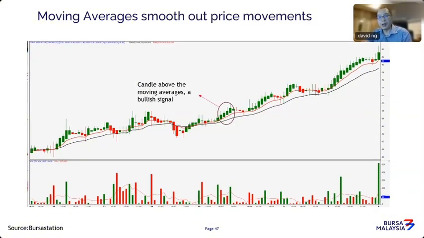Now, one of the advantages of using moving averages is that they smooth out your price movement. As long as you see candles above the lines, it tells you the market is still on an uptrend. Vice versa, if the candles start to trade below both the lines, it tells you the market is on a downtrend. So it's as simple as that. Moving averages smooth out the price fluctuation, and they tell you whether the market is trending or not.